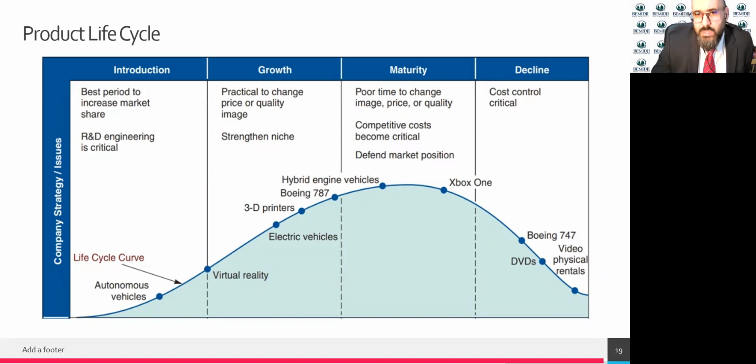You have to control the cost because that product or service is declining, and maybe there's no way that you can save it. It's dying. So for example, Boeing 747, it's dying. We're having a new Boeing coming up, and DVDs are dying. Very few people are using DVDs these days. And then video physical rentals, now most times we do online rentals. So the physical rental is dying.